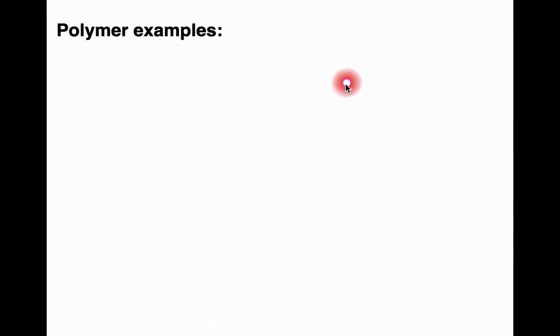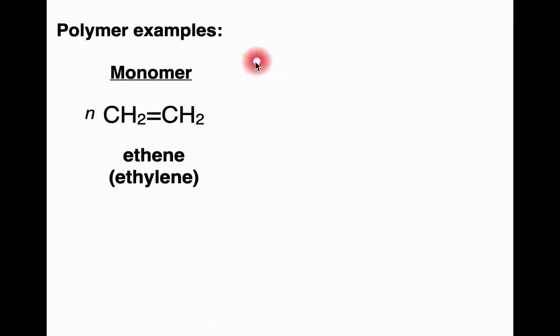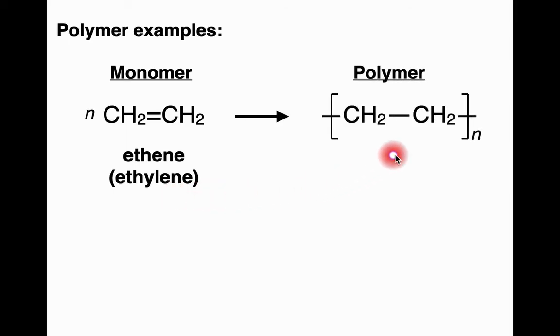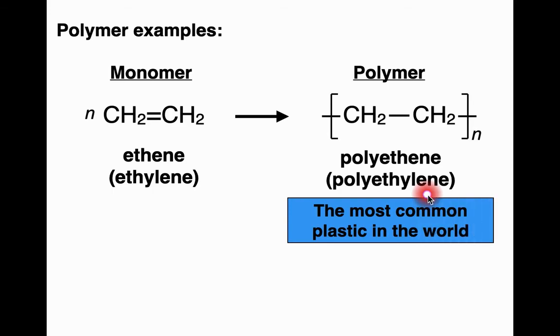Okay, polymer examples. This is ethene, often referred to as ethylene. And this forms polyethylene. This is the most common, simplest plastic there is.